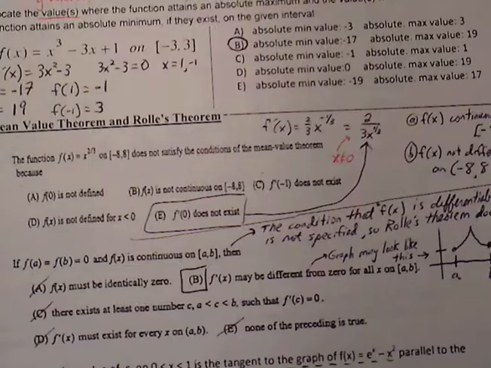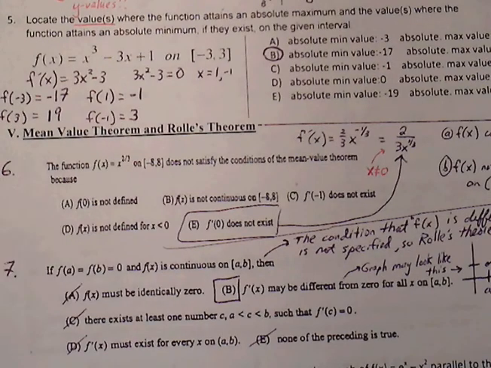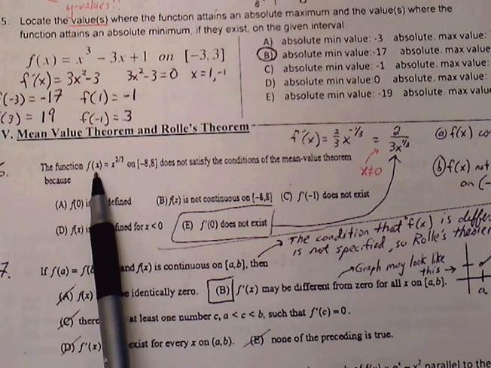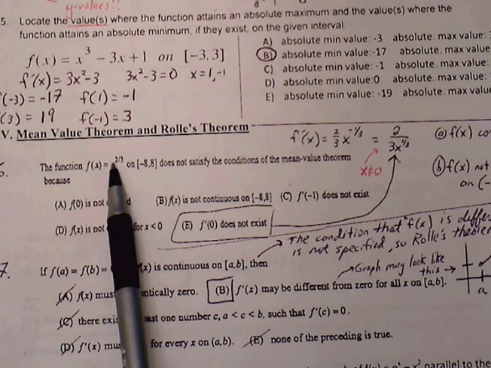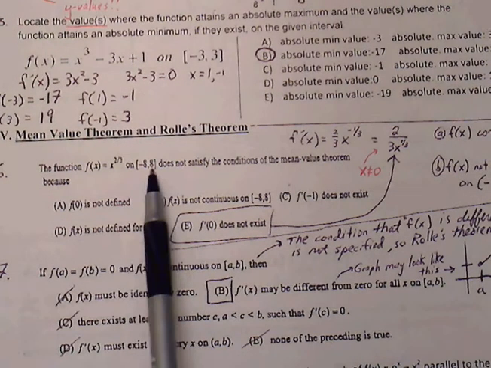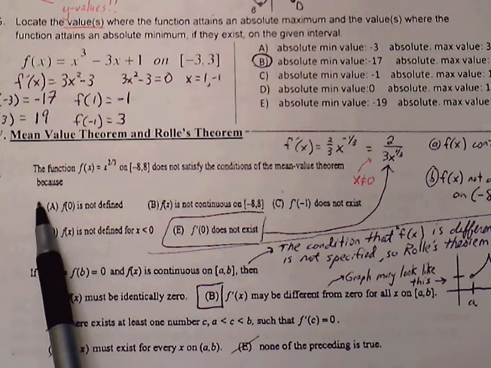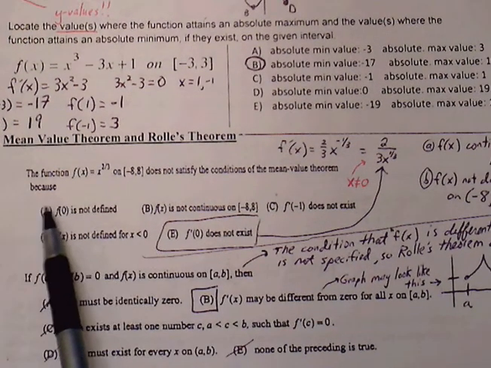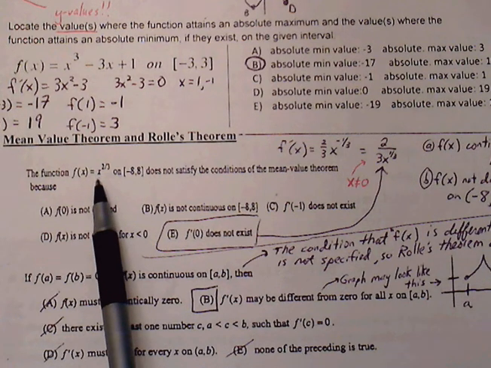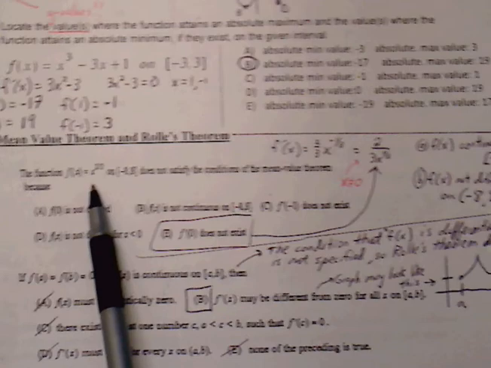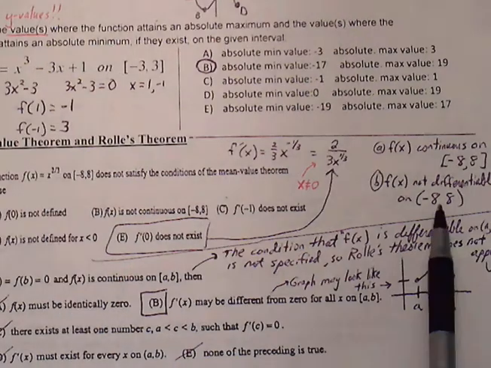Okay. Let's look at number 6. So, mean value theorem. The function f of x equals x to the 2/3 on the closed interval from -8 to 8 does not satisfy the conditions of the mean value theorem. The mean value theorem has 2 conditions: our function has to be continuous on the closed interval, and our function has to be differentiable on the open interval.